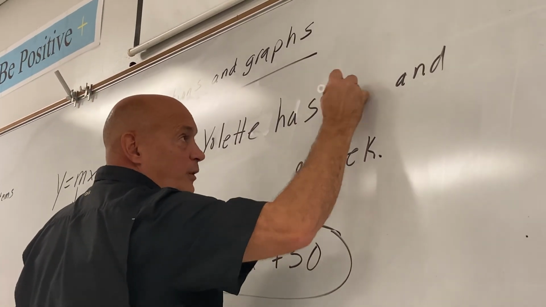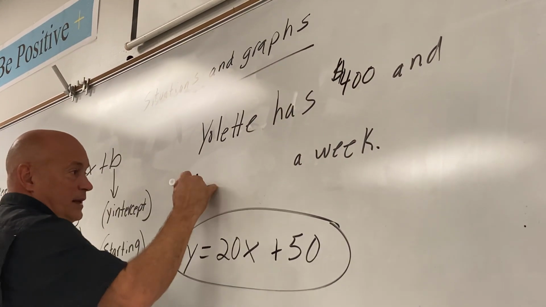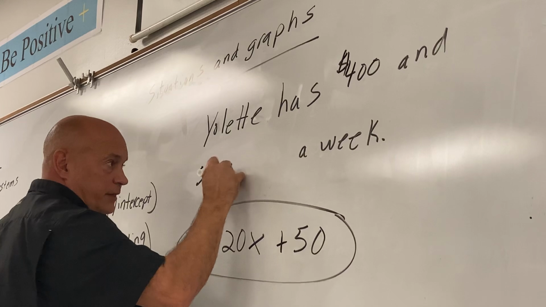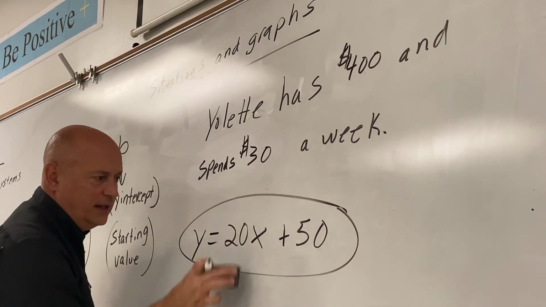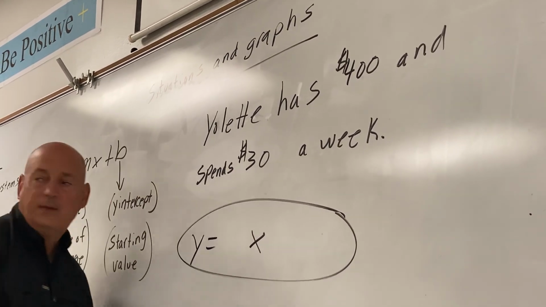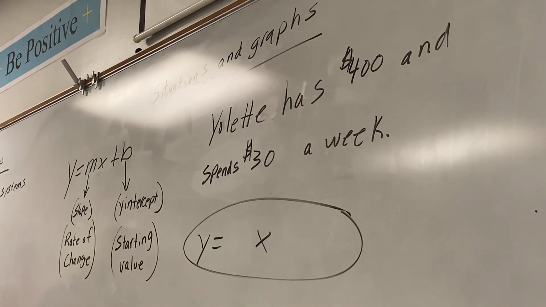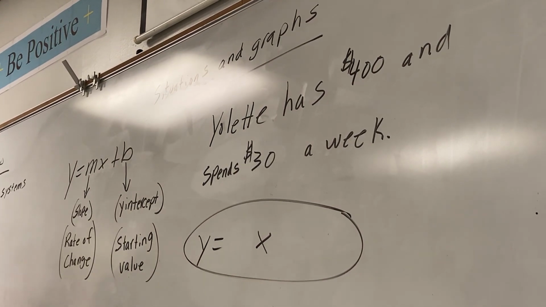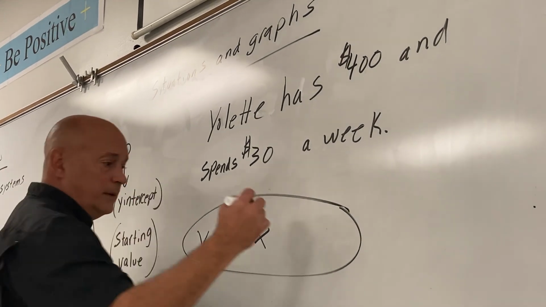Yolette has $400 and spends $30 a week. Let's see how that's going to change our equation. What would her new starting value be? Tucker? Her new starting value would be 400. Y'all agree with Tucker that she starts with 400? Yeah.